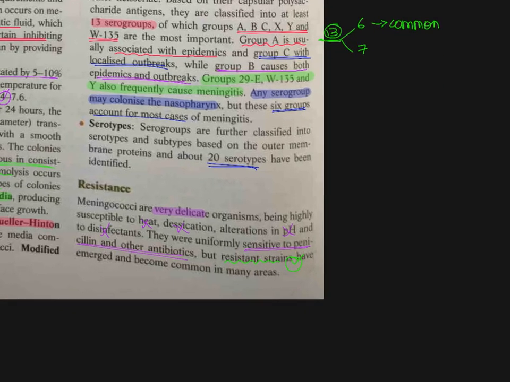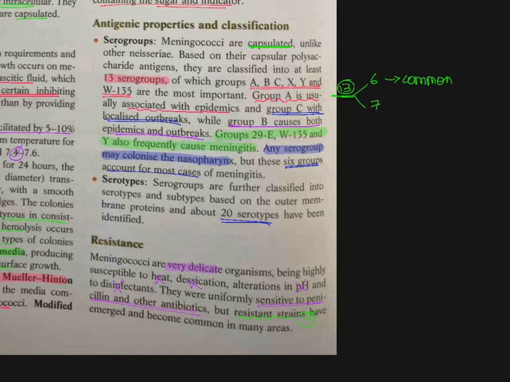Coming to resistance, these are very delicate organisms. How delicate? They are susceptible to heat, desiccation, alteration in pH, and disinfectants. They were uniformly sensitive to penicillin and other antibiotics before, but now we can even find resistant strains.